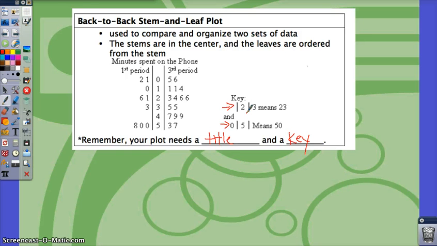One thing I want to note about this, notice they go from least to greatest from the stem. 53, then 57. Over on this side, this would be 50, 50, then 58. So always put your smaller data values closer to the stem.